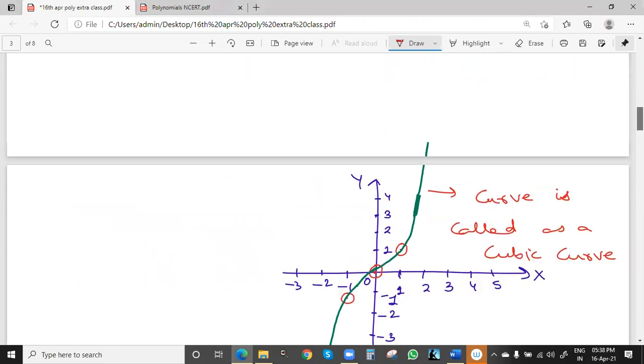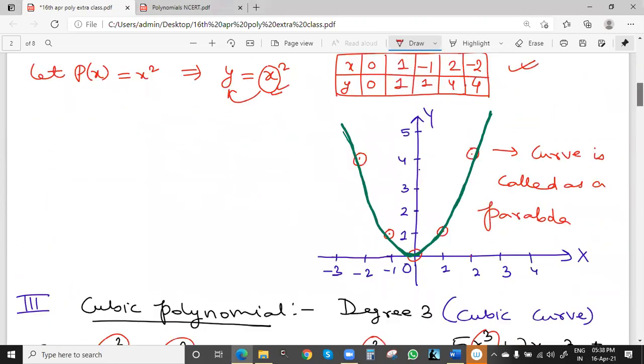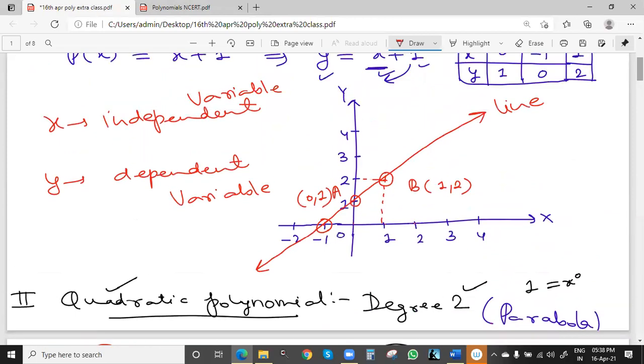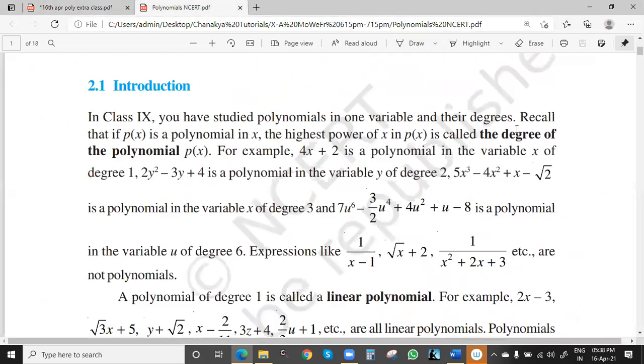Now we see some questions. The graph is not required. Once again, I'm saying this will not be asked in the exam. I have just shown what the nature of the graph looks like. But please don't worry, you will not be asked to plot the graph in the examination. Now we'll see some questions from the NCERT book.